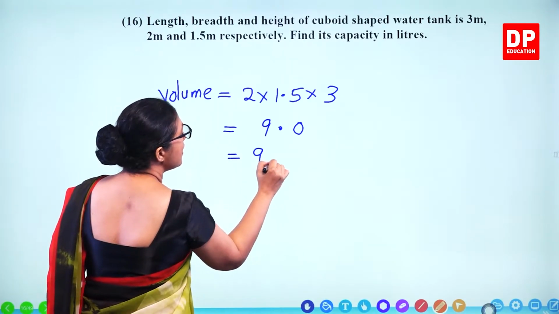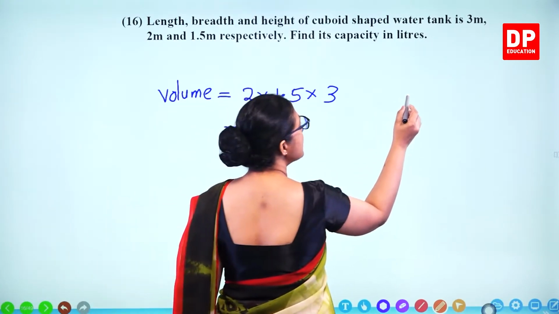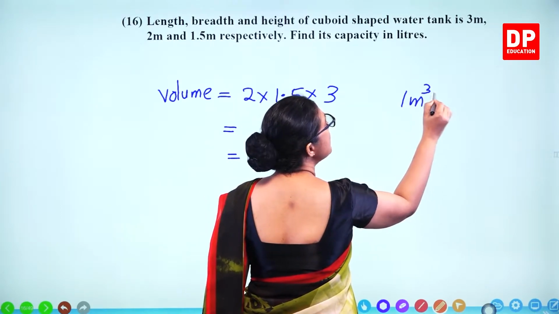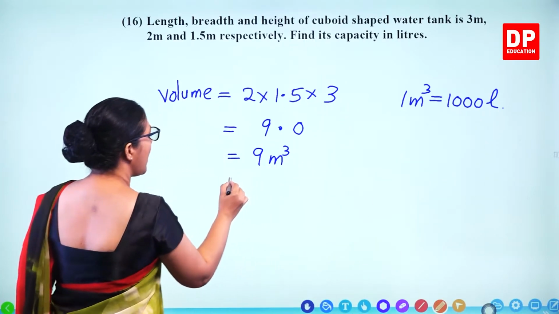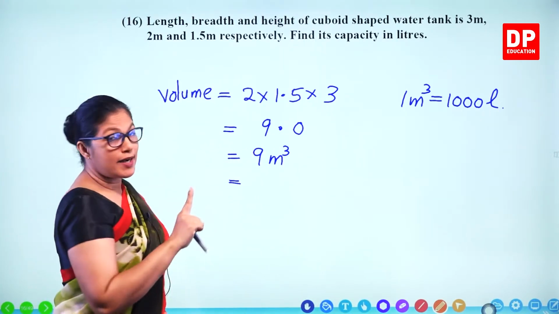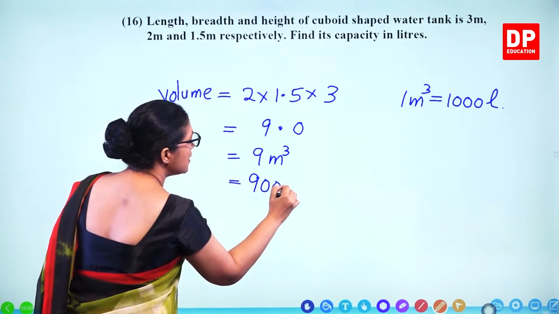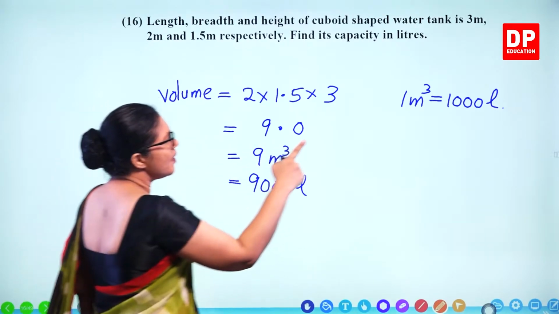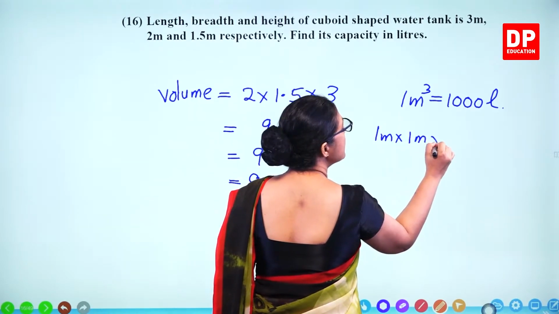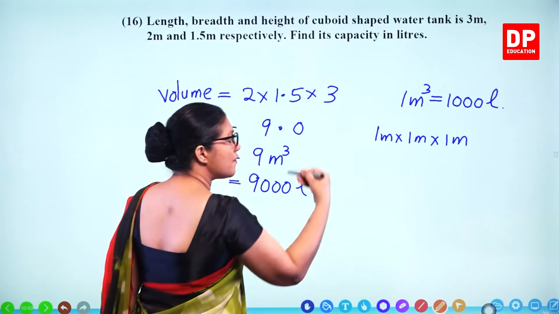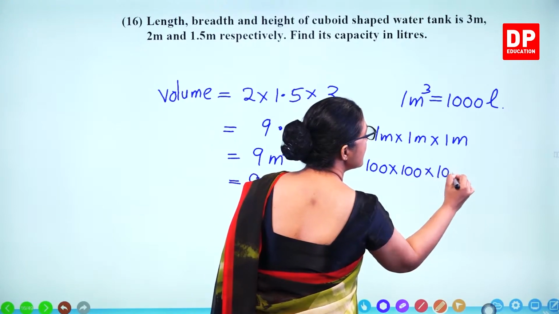9 cubic meters. But what's the relationship between liters and cubic meters? We know 1 cubic meter is 1000 liters. So 9 cubic meters is 9000 liters. How do you get this? 1 cubic meter means 1 meter, 1 meter, 1 meter. So convert to centimeters: 100, 100, 100.